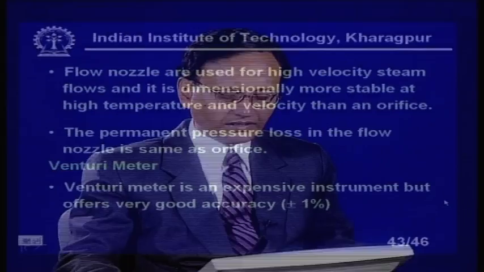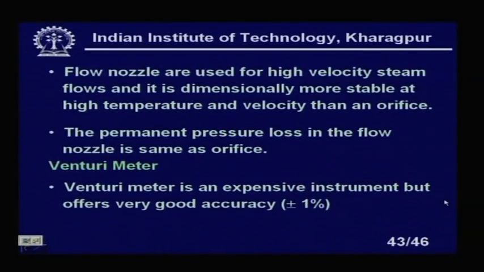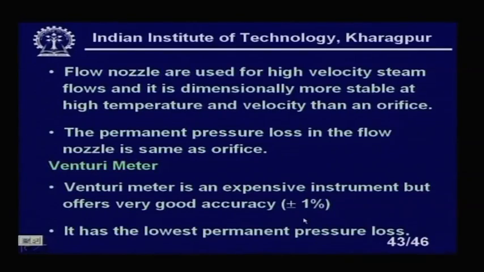Now, let me discuss the venturi meters in detail. The venturi meter is an expensive instrument, but offers very good accuracy. I should say it is one of the most accurate flow meters developed by mankind. So, it is plus minus 1% accuracy. So, you can see that it is quite accurate. It has the lowest permanent pressure loss that I told you several times. So, whenever there is a question of permanent pressure loss, you can go for this type of sensor.